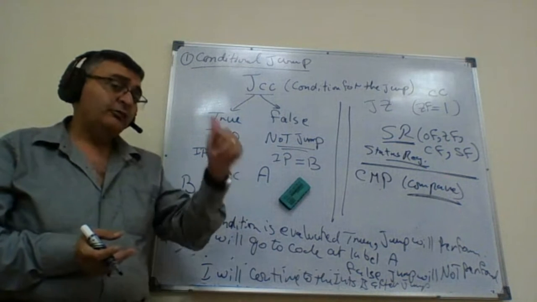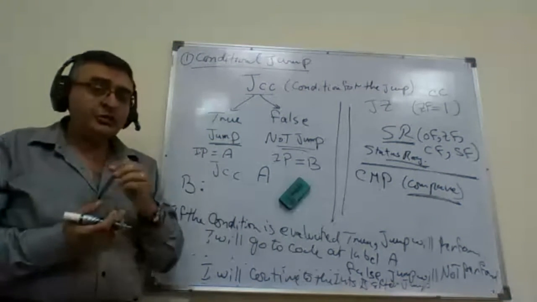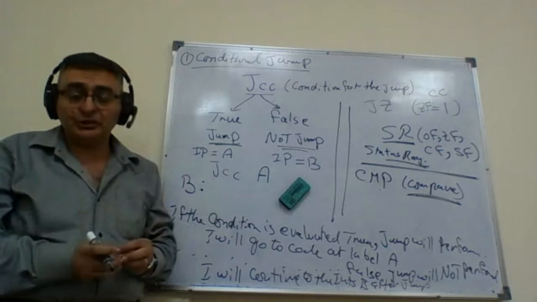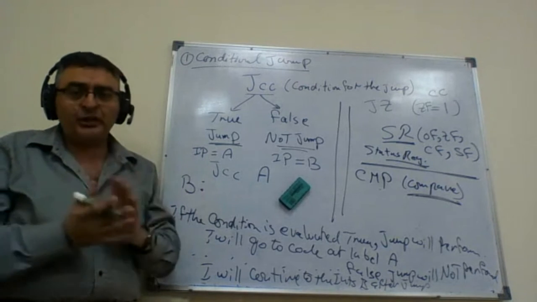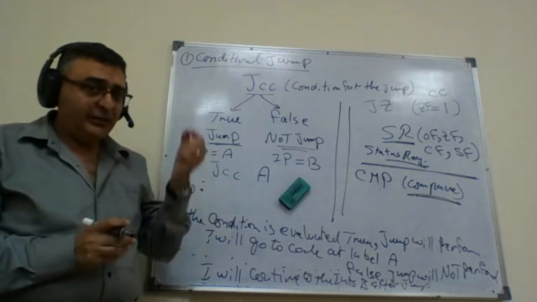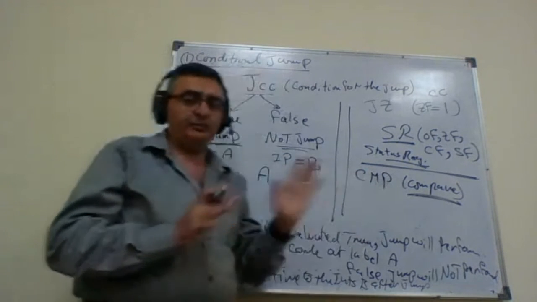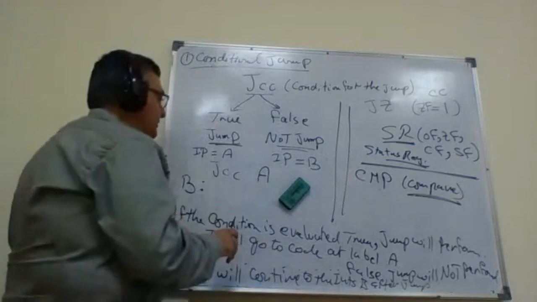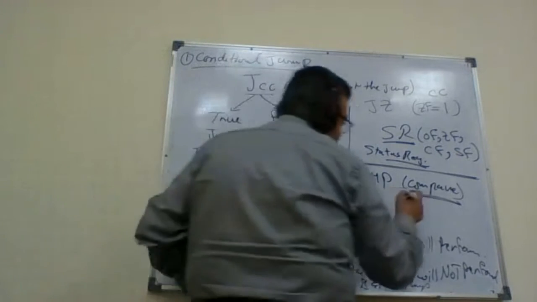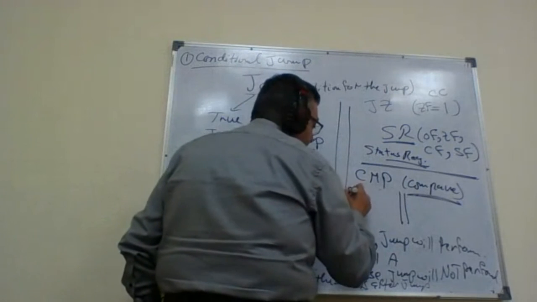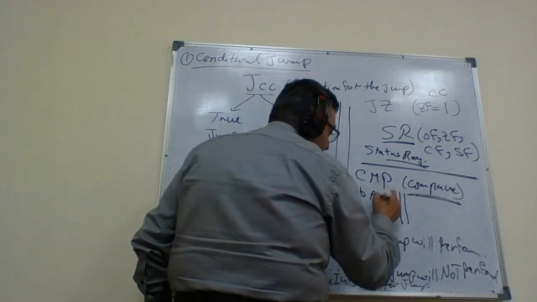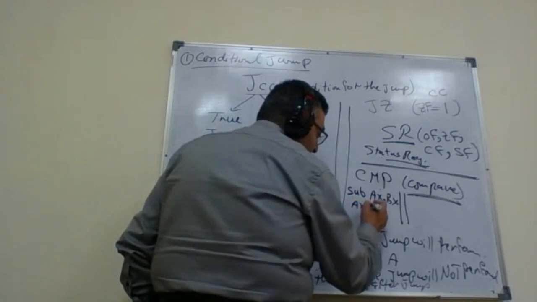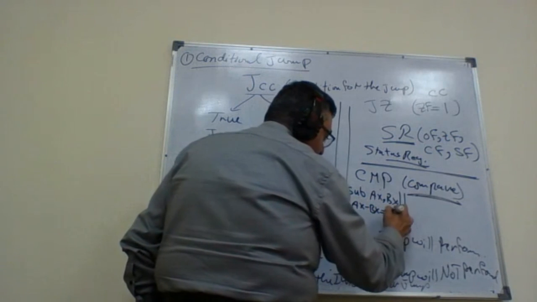Do you still remember the sub instruction from part 1 of chapter 4? The sub instruction subtracts a memory location from a register, or a register from a register, or an immediate from a register. It's an arithmetic operation that does subtraction. However, there is only one difference between compare and sub. If I write sub ax, bx, this instruction will subtract ax minus bx and put the result in ax.